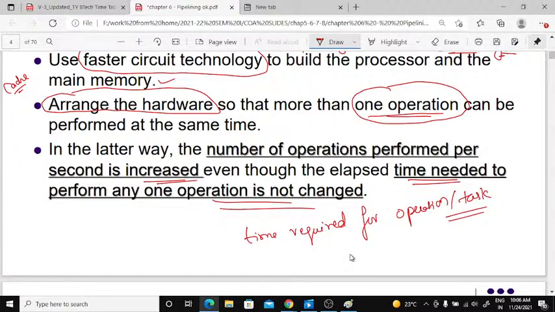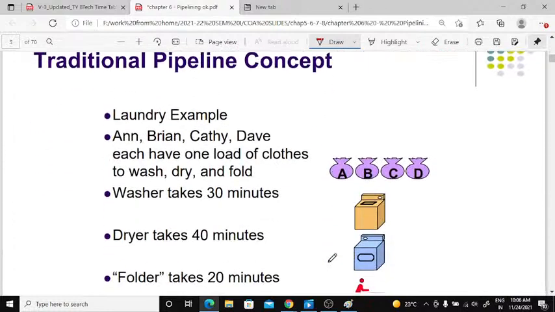Suppose after your lecture you are taking a 10-minute break. This you are not changing. This particular time will not change.